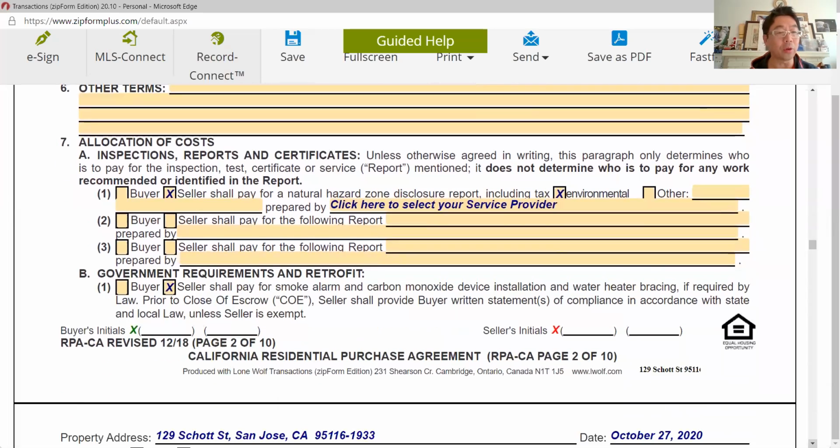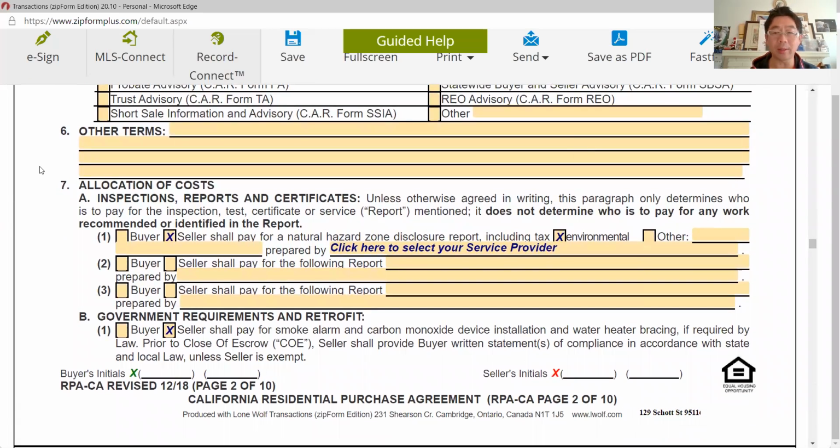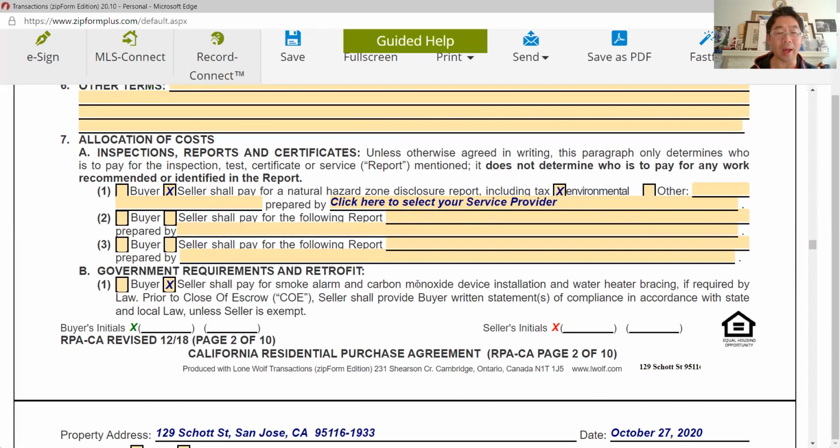All right. Then the next term is going to be the cost. As you can see, the allocation of cost, the inspection reports and certificates. The first one is buyer, seller. Sellers should pay for the natural hazard zone disclosure report, which is a natural hazard report. This is for the environment, probably a few things: the earthquake, flood, and also the fire zones this house is within. The report, we already see that. It's in the disclosure they already put in. Later we go through that also, so you have a basic understanding. So the seller will pay for this. And the second thing, the seller will pay for smoke alarm and carbon monoxide detector installation. They already installed them, we already see.